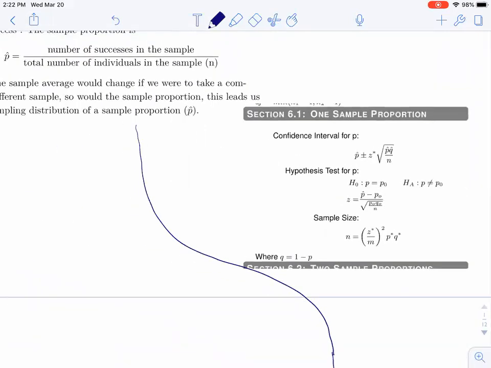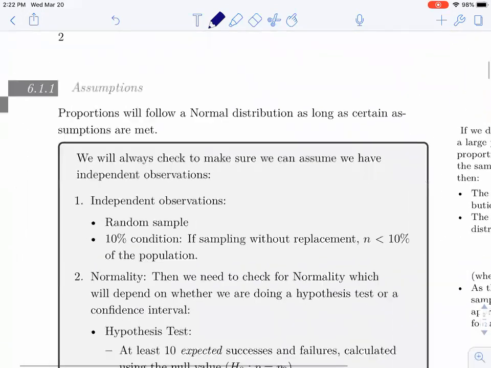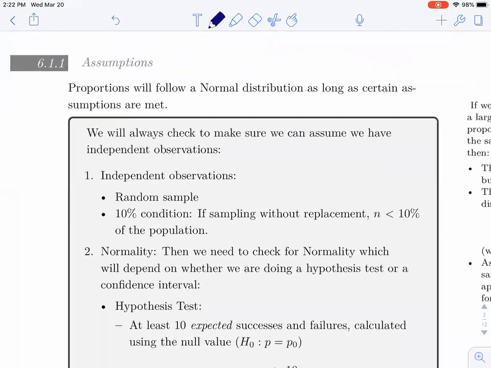Any questions so far? So like I said, we're going to spend some time checking the assumptions first. So for proportions questions, we have this added step of checking the assumptions.